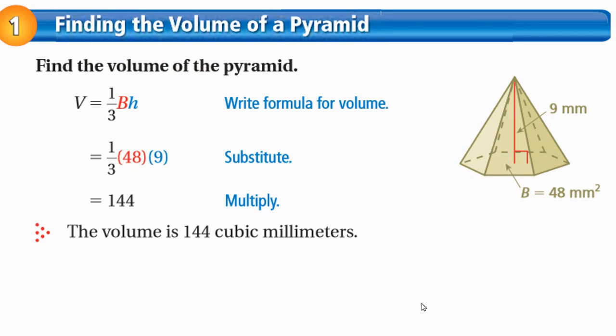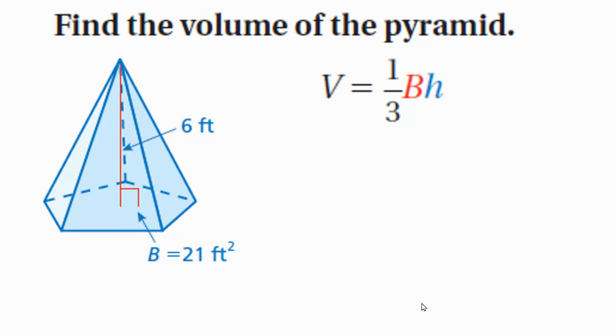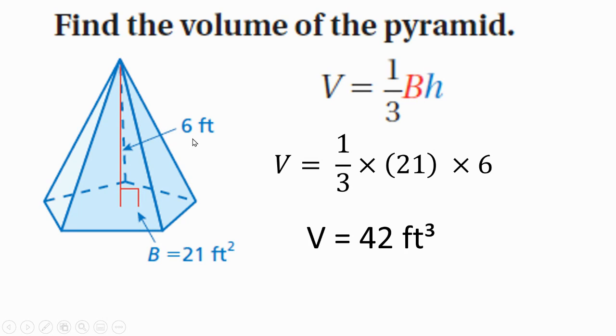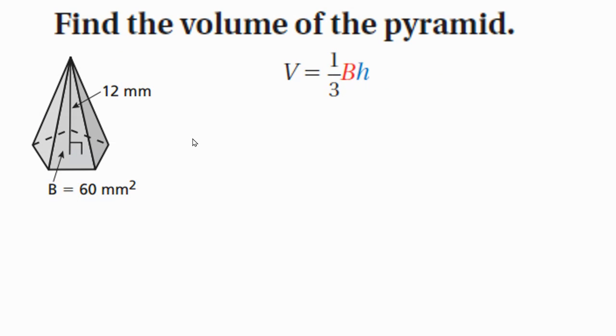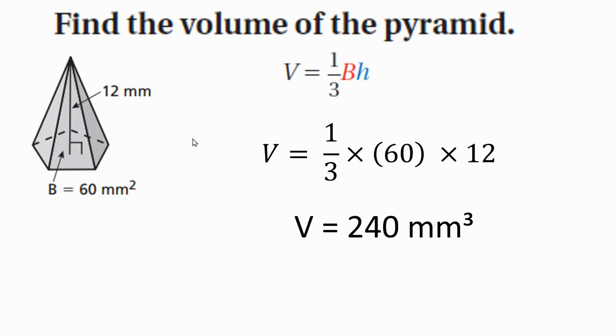So here's an example. If you want to pause it, you can look at how they did it. Otherwise, I'm going to go on. On this one, we have the formula volume equals 1/3, capital B, little h. So the B is 21 feet, and the h is the 6. So here's the area of the base, here's the height. When you multiply that out, you get 42 feet cubed. Okay, on this one, we have 1/3 times the 60, and we times that by the 12. We end up with 240 millimeters cubed.